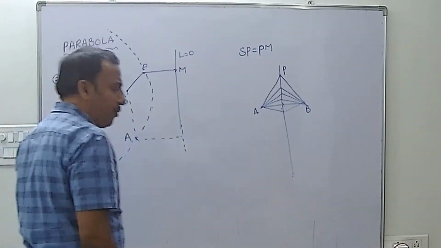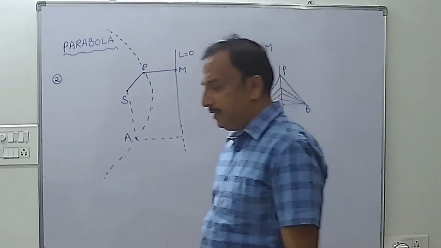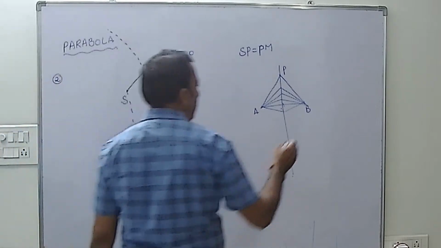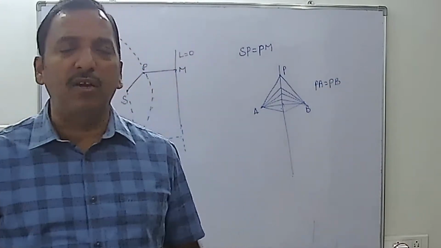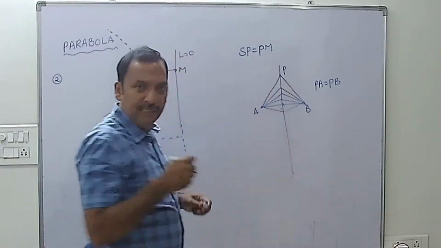A and B are two fixed points. The locus of the point P that moves such that its distances from A and B are equal, that is, PA is equal to PB, is the perpendicular bisector of AB. Equidistant from two fixed points, what do we say? Perpendicular bisector.